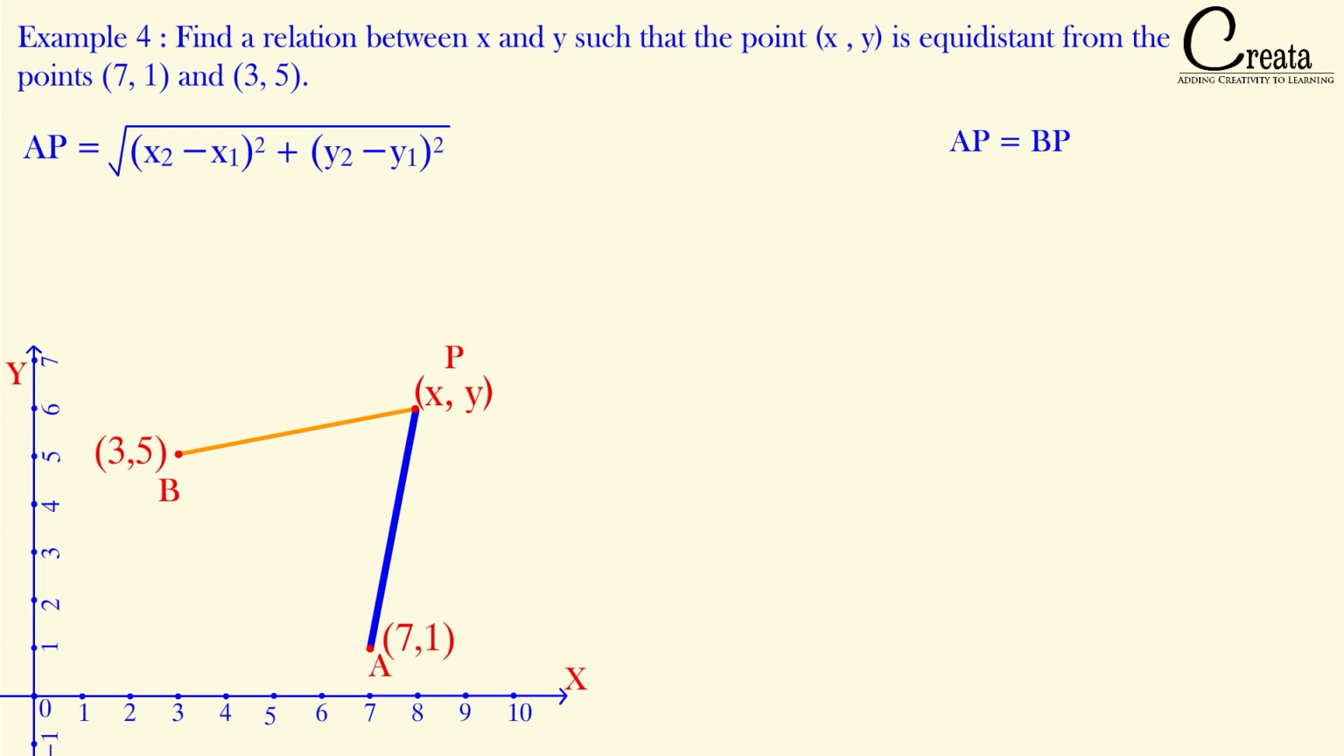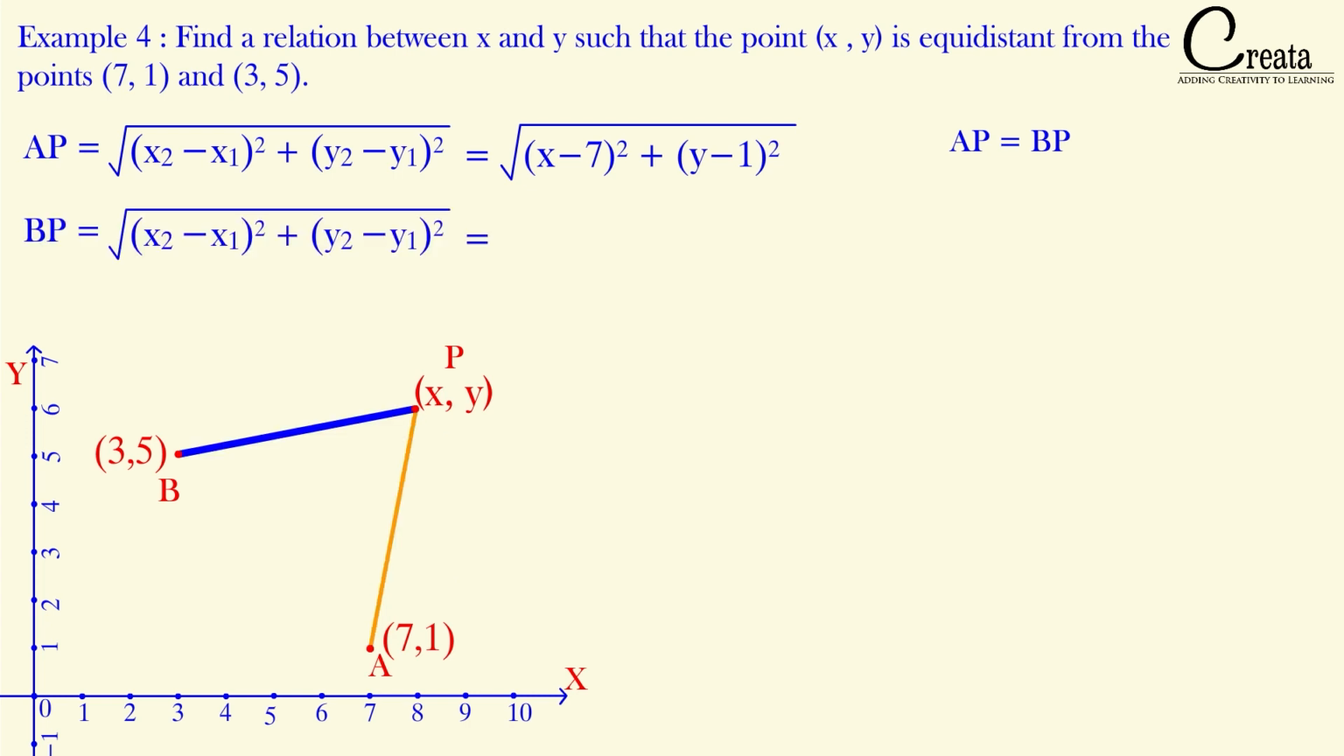Let's assume x1, y1 as point P, that is x, y, and x2, y2 as point A, that is 7, 1. Let's put the values. We got AP as the root of (x minus 7) whole square plus (y minus 1) whole square. Similarly, let's find BP. Here let's assume the point x1, y1 as point P and x2, y2 as point B. Let's put the values. We got BP as the root of (x minus 3) whole square plus (y minus 5) whole square. And AP is equal to BP.